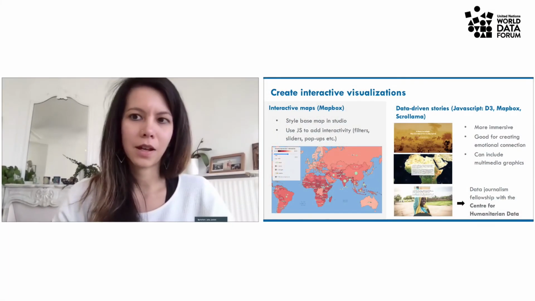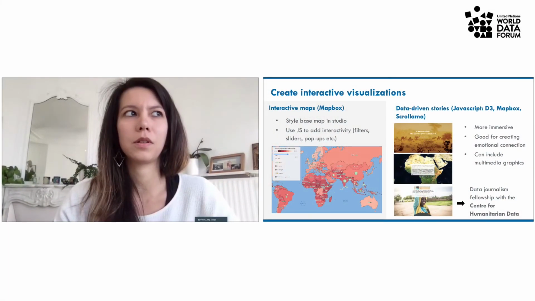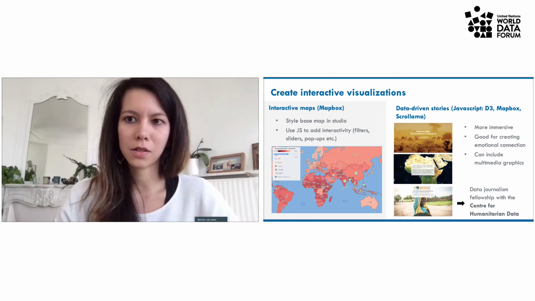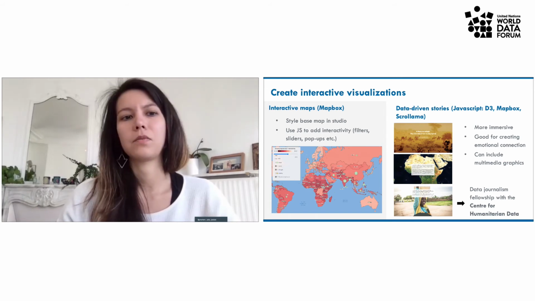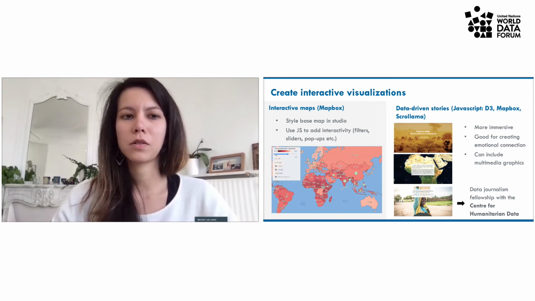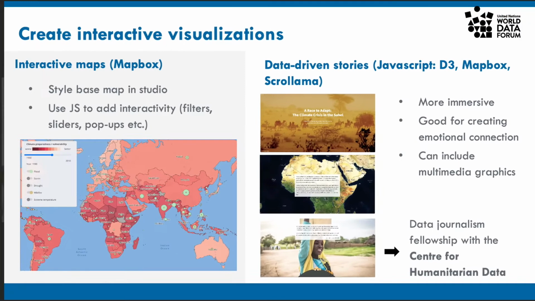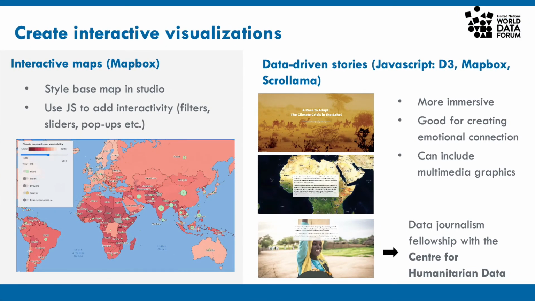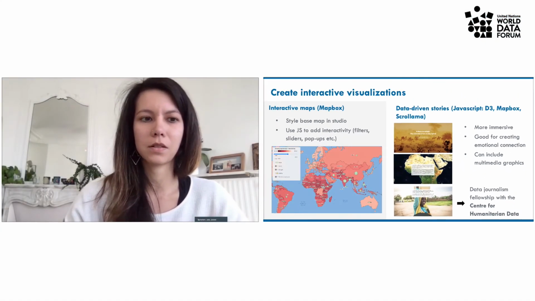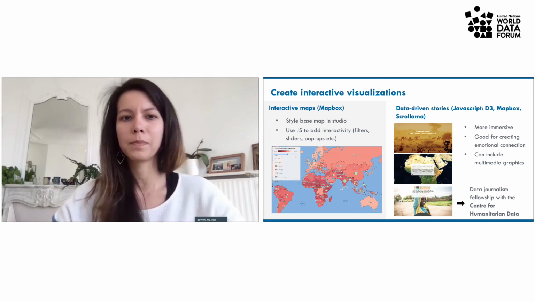And here, finally, you can visualize your data after exploration and analysis. I'm using two examples to show some interactive visualizations. On the left is an interactive map. When I create interactive maps, I usually use Mapbox, as you can easily style the base map using Studio, then you can use JavaScript to add interactivity. This map, for example, I made using the two data sets that I mentioned earlier. The ND-GAIN index is shown as a choropleth map in the background with the disaster data set overlaid on top, and you can filter the disaster data set by decade and by disaster type.